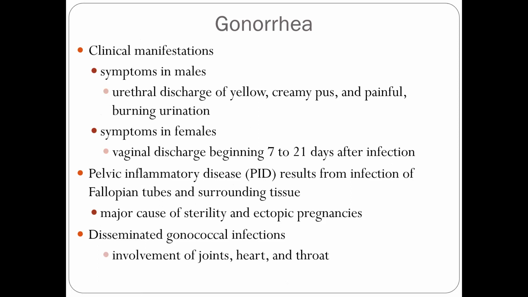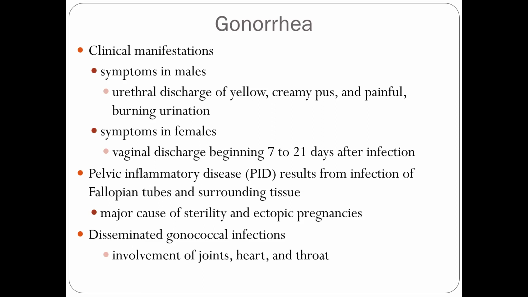Now, what are the symptoms of gonorrhea? The symptoms in male and female are a little bit different. Basically, they both have urethral discharge. For females, you have a vaginal discharge. After 7 to 21 days of infection, you have abdominal pain, burning urination, and creamy pus. Also, females may have abnormal periods.